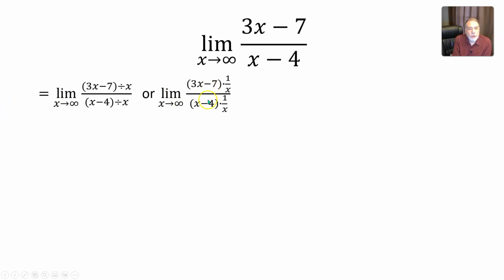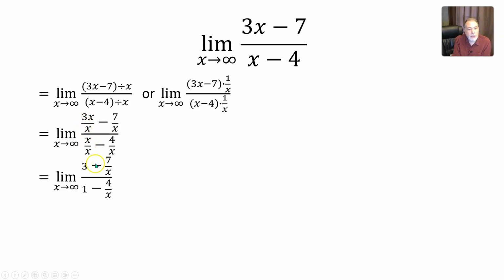So I'm dividing the numerator and denominator both by x, or multiplying by 1 over x, which means now we have 3x over x minus 7 over x on top, and x over x minus 4 over x on the bottom. Well, 3x over x would just be 3, and x over x would just be 1. So now we're looking at the limit as x approaches infinity of 3 minus 7 over x over 1 minus 4 over x. Now if x is approaching infinity, 7 over x would be approaching 0.